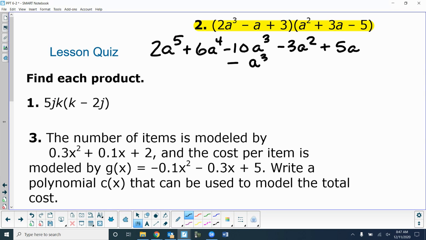And the last 3 is a positive 3a squared, and a positive 9a, and a negative 15. You guys with me on those 9? So I took the 2a cubed and distributed it to all 3 on the other side. And then I took the negative a and distributed it. Then I took the positive 3 more. Does that make sense to you?